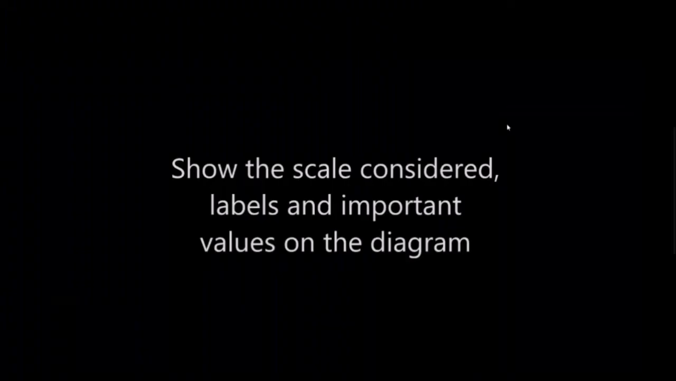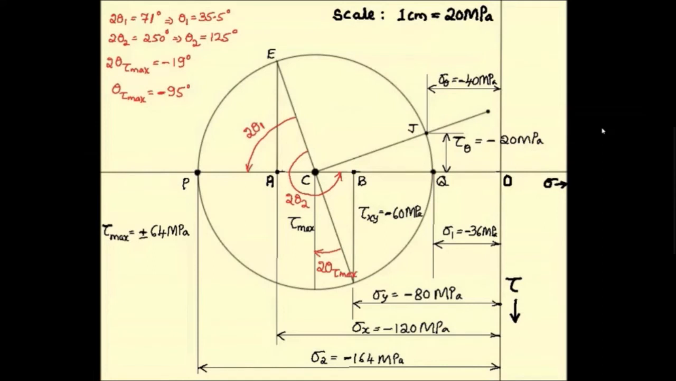We have obtained the solution now, but we have to mention the scale considered and name all the points and write all the values on the graph sheet. When we represent all the points and all the values including scale on the Mohr circle, it looks like this. Here Q is the point which represents major principal stress sigma 1, P is a point which represents minor principal stress sigma 2, A and B are the points which represent sigma x and sigma y respectively. AE represents minus tau xy and BF represents plus tau xy. Point C is the center of the Mohr circle.